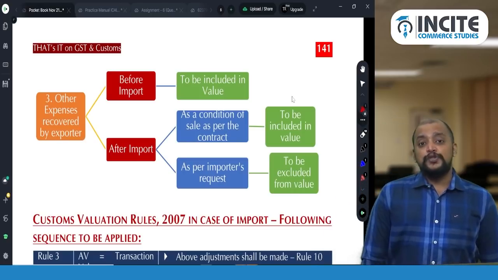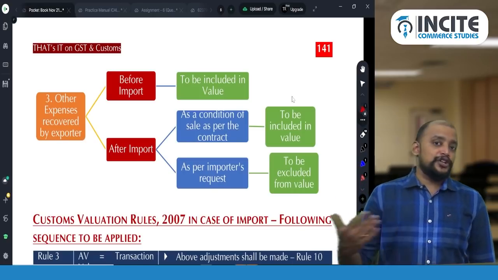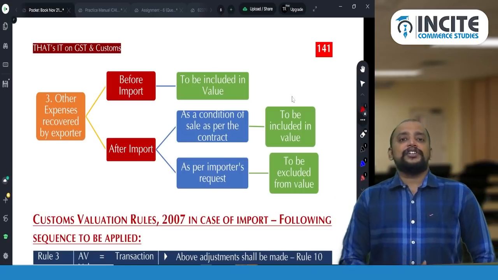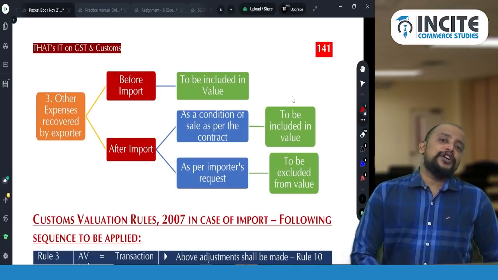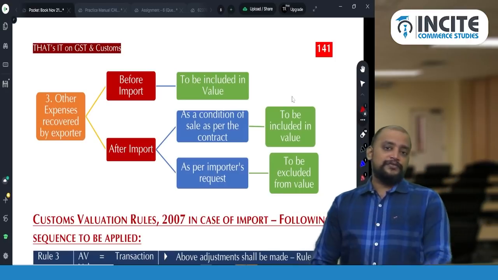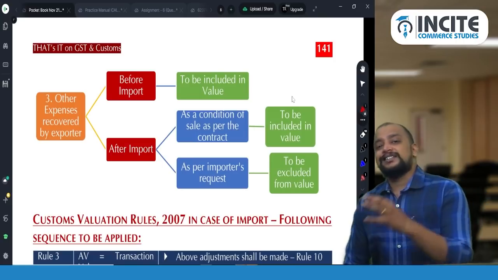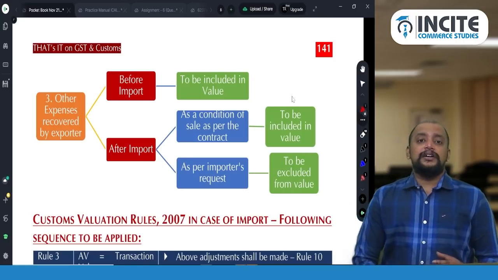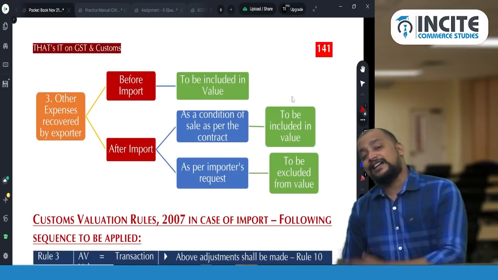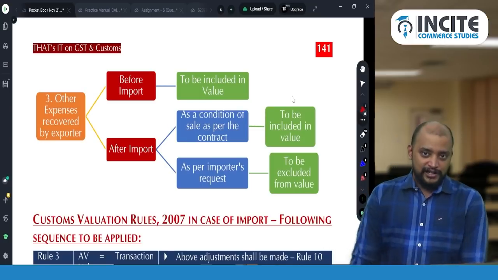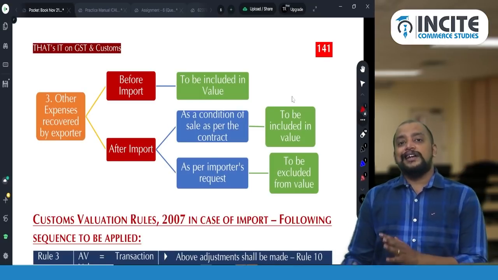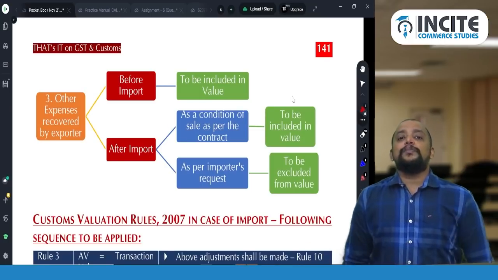What if it is post-import charges of exporter to importer, but not as a condition of sale? For example, importer has imported a product and asked for customization of the product. So when importer is asking for customization, the exporter will send a technician to India to do the customization. Then in that case, whether that customization charges will be included in the value?